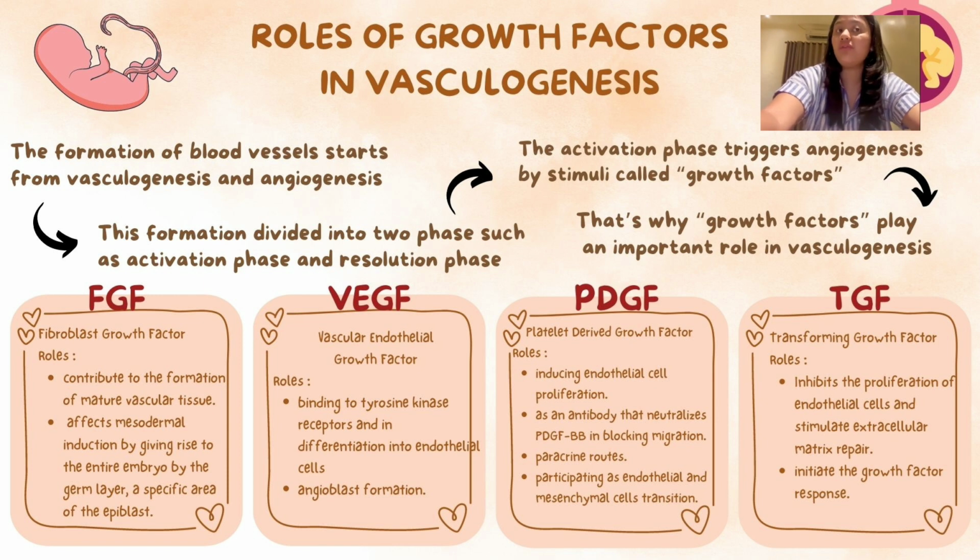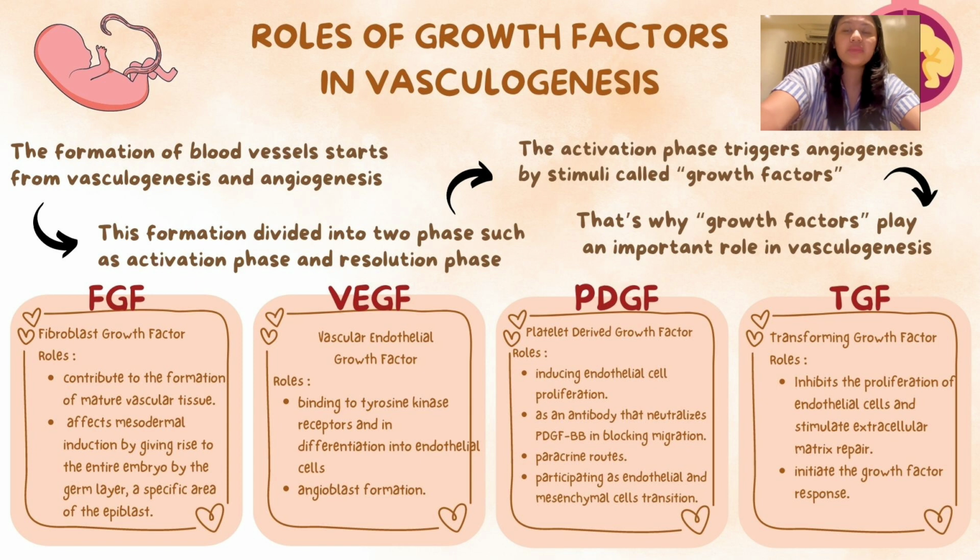There are some growth factors that play a role in vasculogenesis. The first one is FGF, or fibroblast growth factor. FGF contributes to the formation of mature vascular tissue, and it also affects mesodermal induction by giving rise to the entire embryo by the germ layer, a specific area of the epiblast.